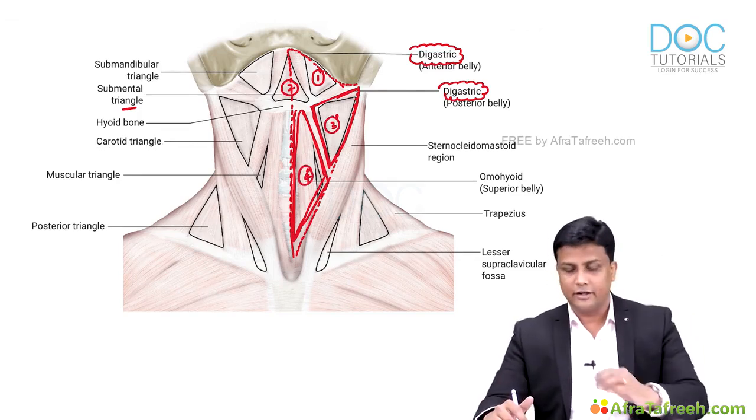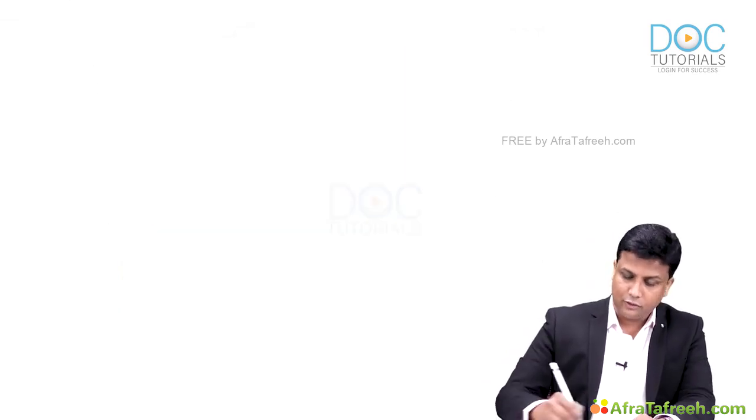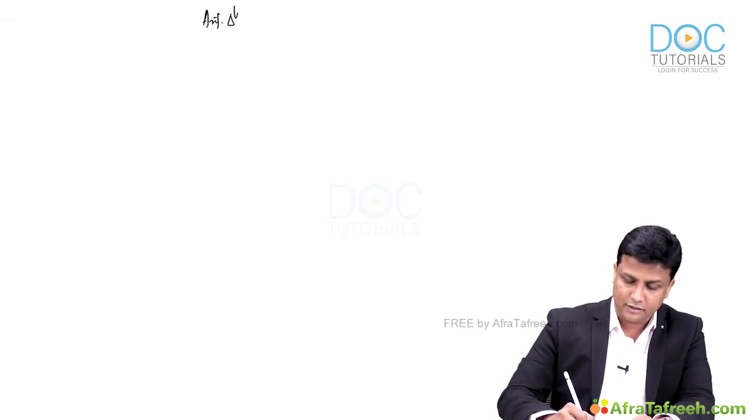And now let us draw this entire diagram, guys. Exactly as it is shown here, let's draw this diagram. So first of all, write down the heading: anterior triangle of neck.